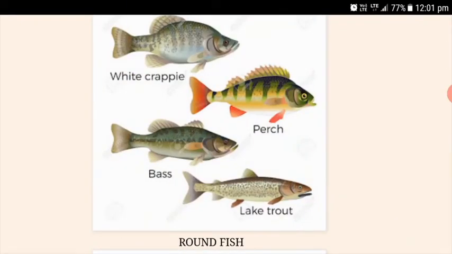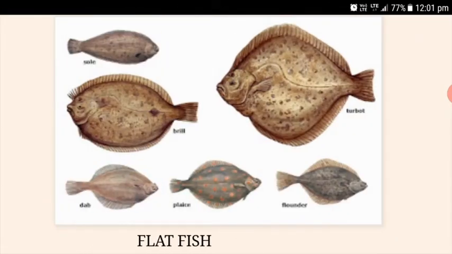These are examples of round fishes: white crappie, perch, bass, lake trout. And these are examples of flat fishes: sole, brill, dab, plaice, flounder and turbot.